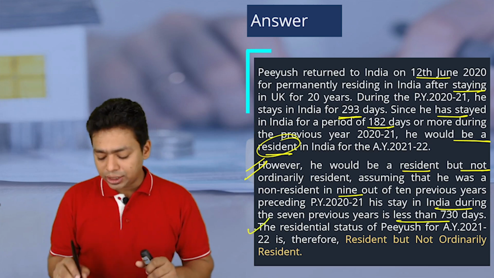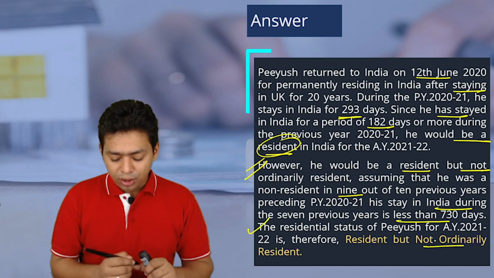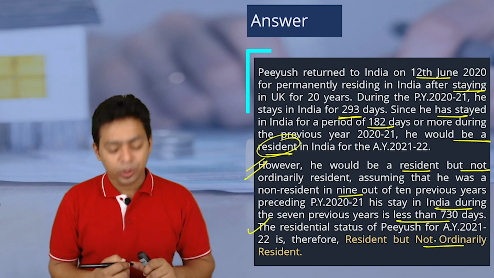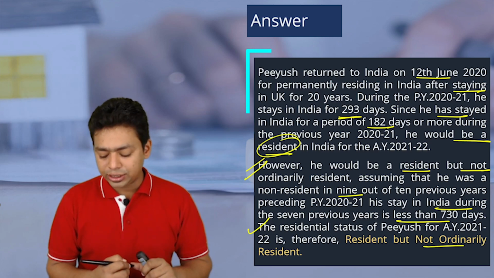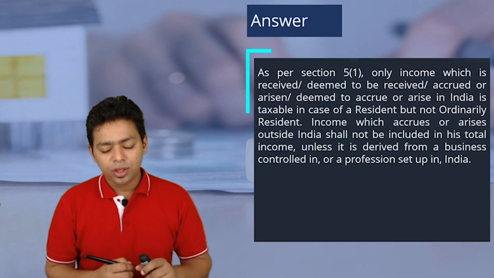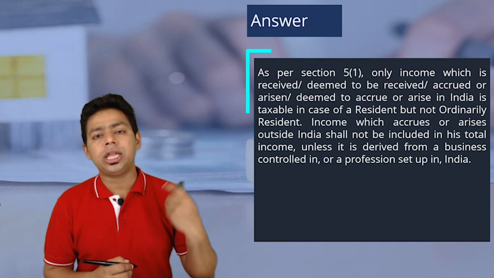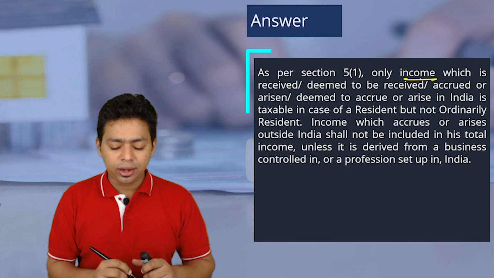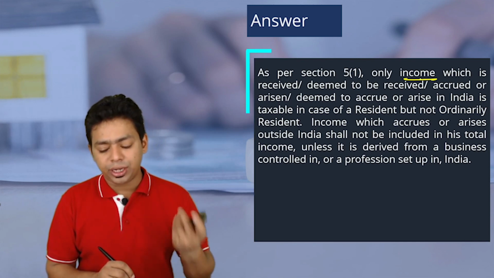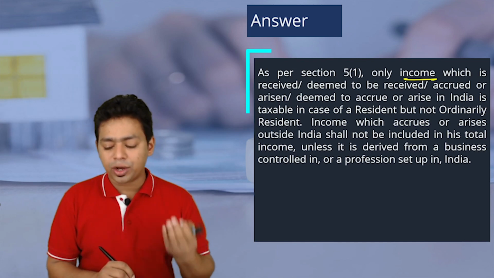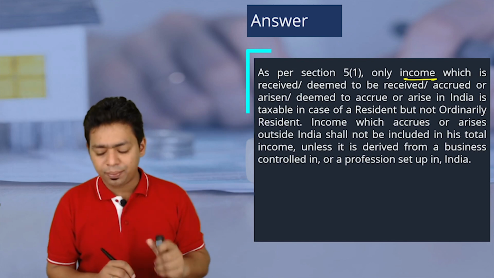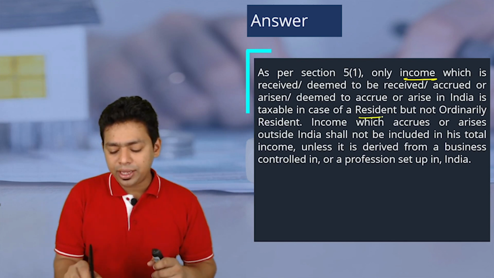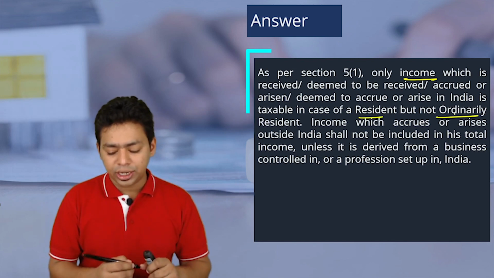The residential status of Piyush for AY 21-22 therefore is resident but not ordinary resident. The moment you say NOR, you need to understand the scope of total income. As per section 5(1), only income which is received or deemed to be received, or accrued or deemed to be accrued in India, that means Indian income, is taxable in case of resident and non-ordinary resident.